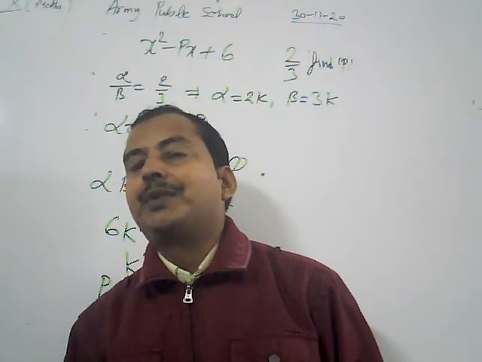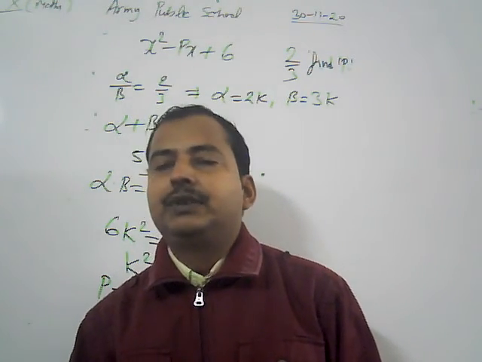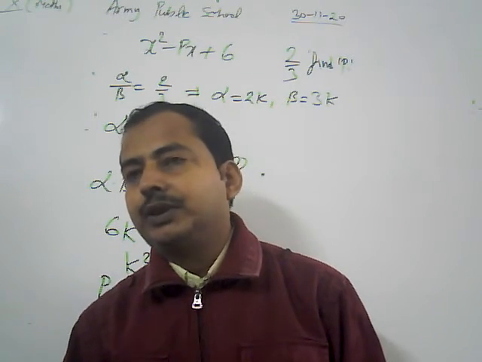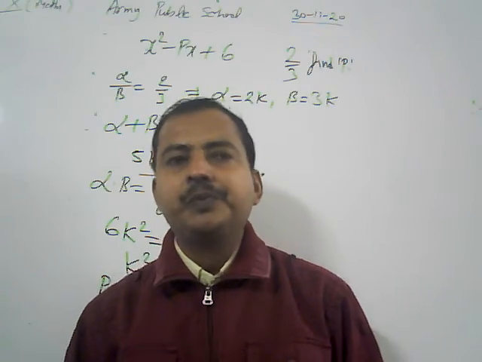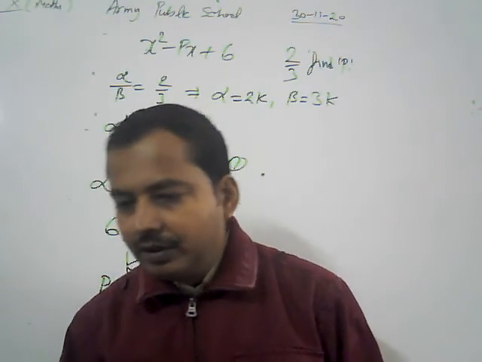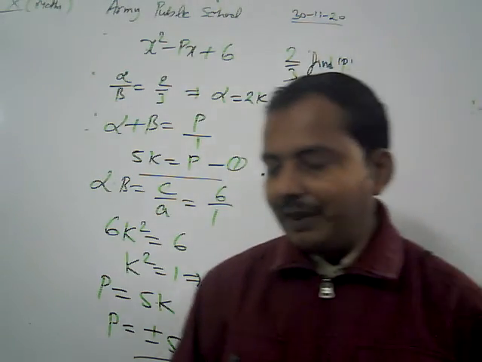Meaning alpha plus beta plus gamma is given by minus b by a. Then we have taken the sum of product of zeros taken 2 at a time, alpha into beta plus beta into gamma plus gamma into alpha equal to c by a. Then also we have seen the product of zeros, alpha into beta into gamma, is given by minus d by a.